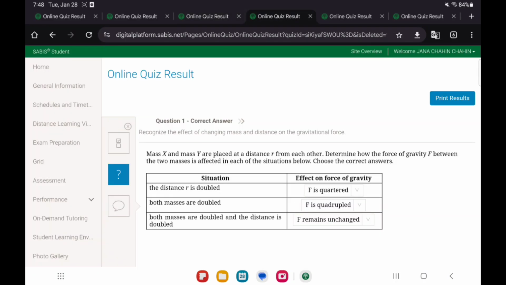Let's go to 3.16. For this question, we need to know the rule that goes Fg equals G multiplied by M1 times M2 over R squared.